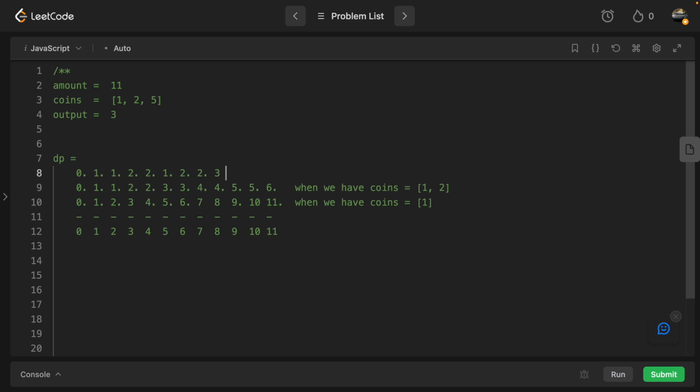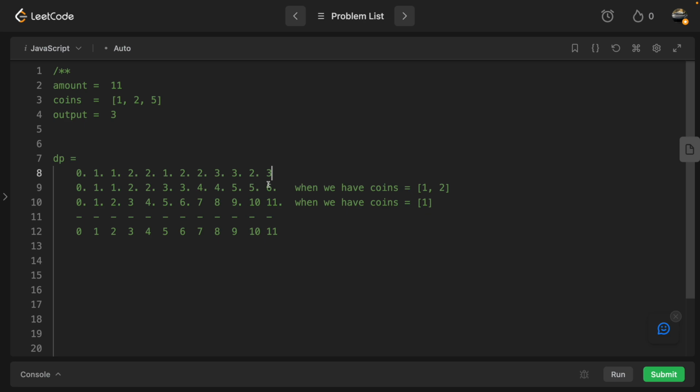What about 9? 9 is gonna be 3. We take one of the 5 coin and 2 of the 2 coin. What about 10? 10 is gonna be 2. We take 2 of the 5 coin. And what about 11? 11 is gonna be 3. We take 2 of the 5 coin and 1 of the 1 coin.